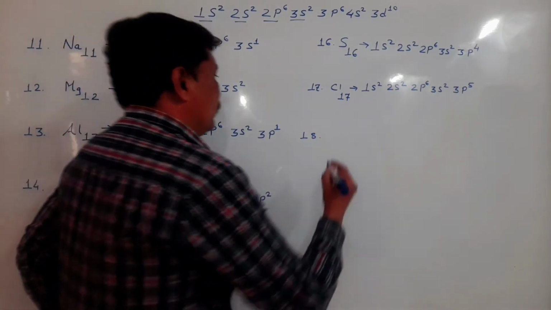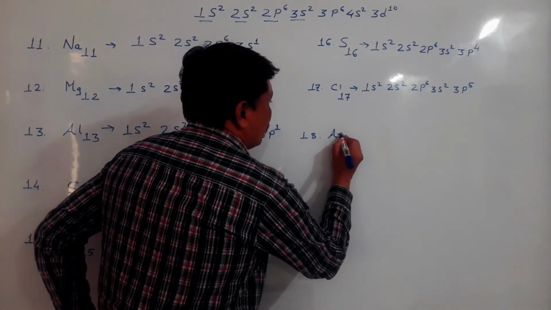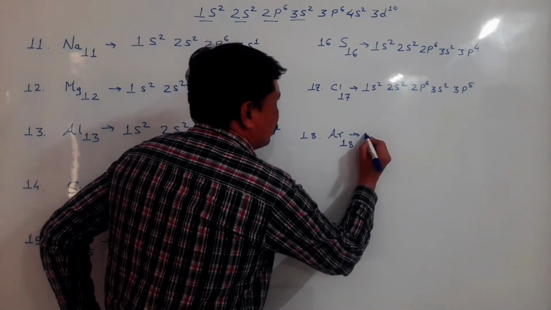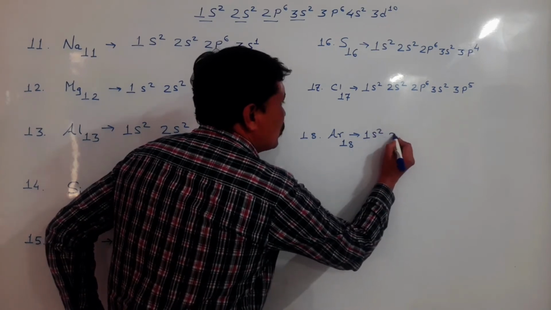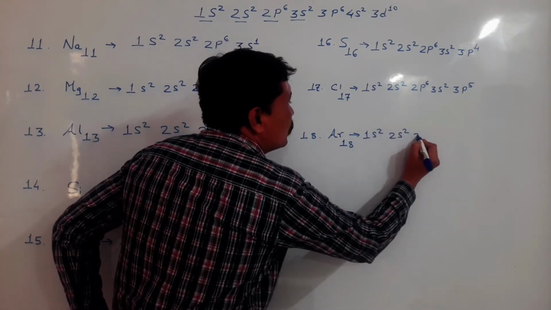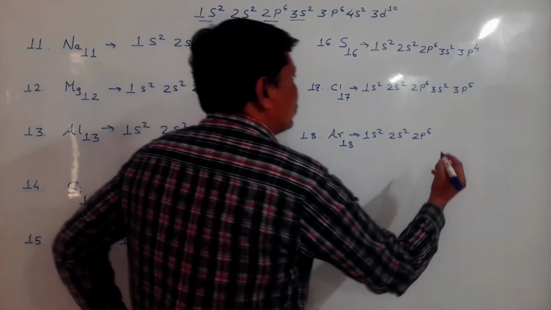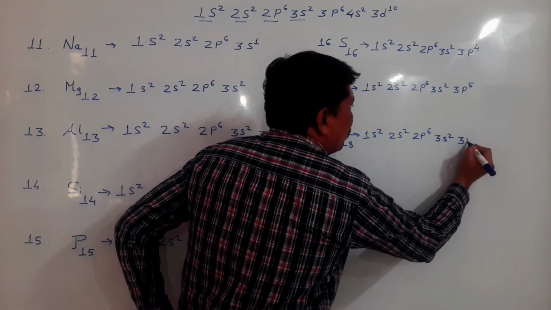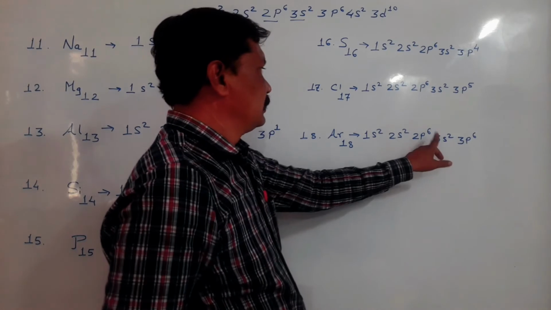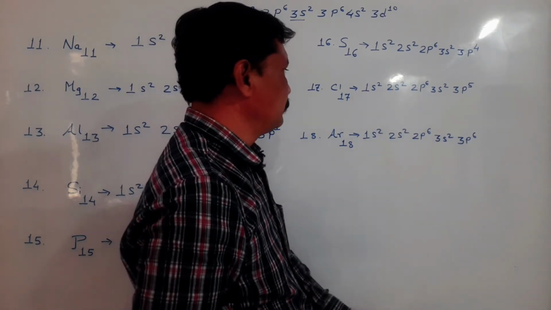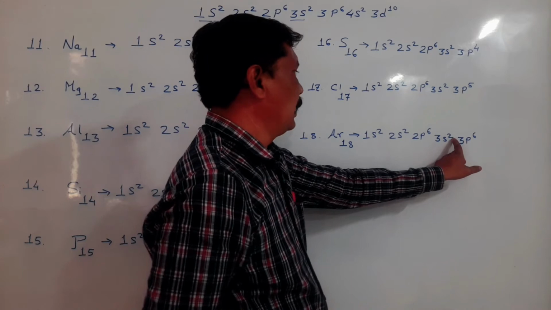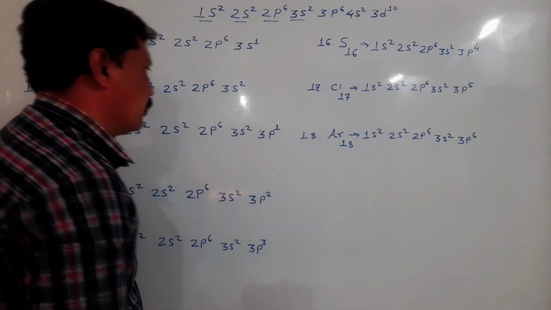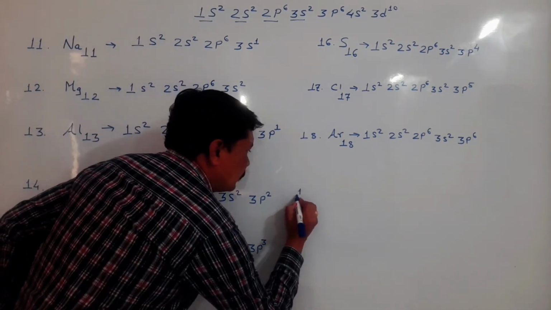The next element is argon and its atomic number is 18 and its electronic configuration is 1s2, 2s2, 2p6, 3s2, 3p6. 10 plus 2 plus 6 is 18, and here our electronic configuration is completed.